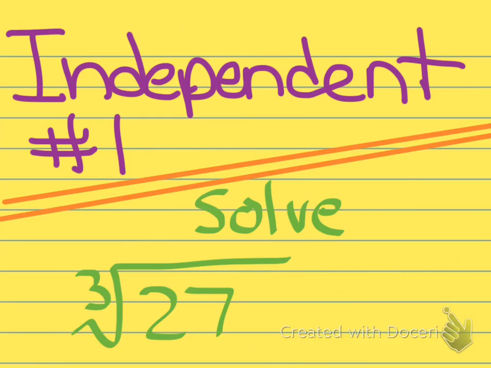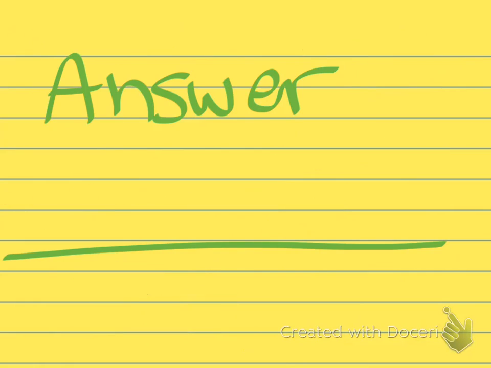Now that we have taught you how to solve for cube roots, let's see how you do. Independent number 1. Solve the cube root of 27. We will give you 15 seconds to solve this.